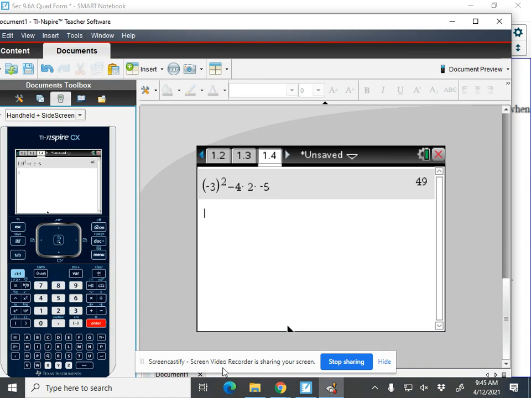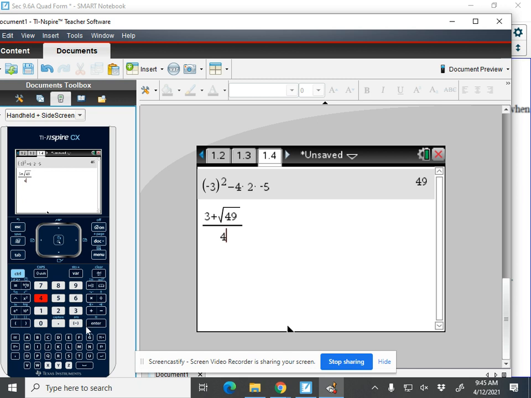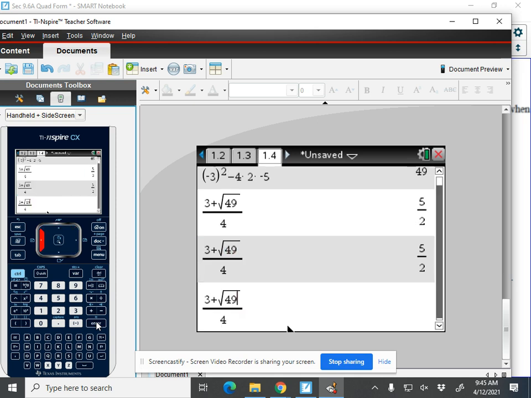Let's see if we got that right. We go control, divide, 3 plus square root of 49 over 4. Enter. 5 over 2. Now, if you take 5 divided by 2, you can also do this where you put a dot on, so it makes it a decimal right away. I thought I put a dot on. Apparently, I didn't.